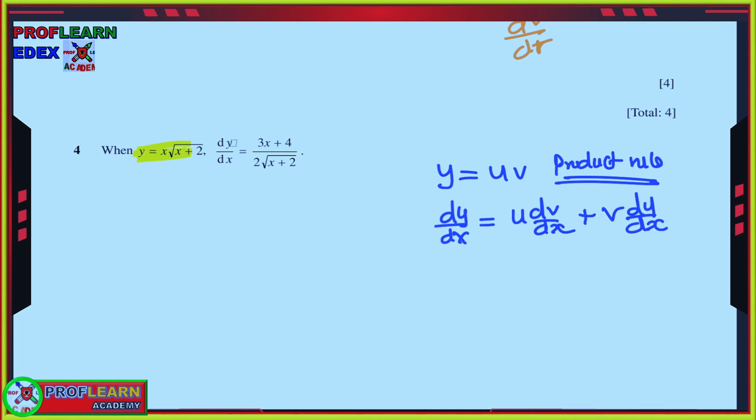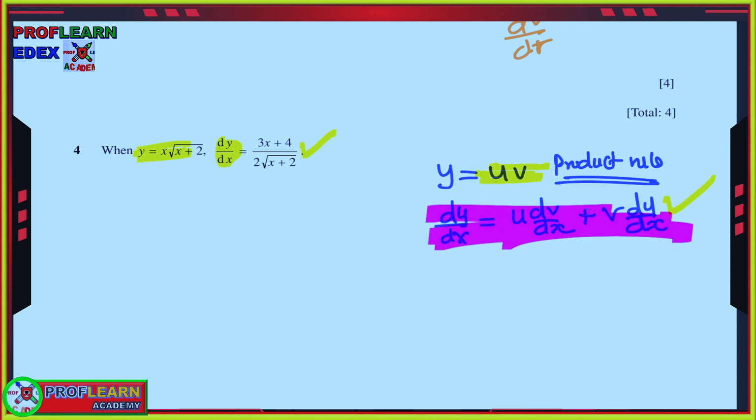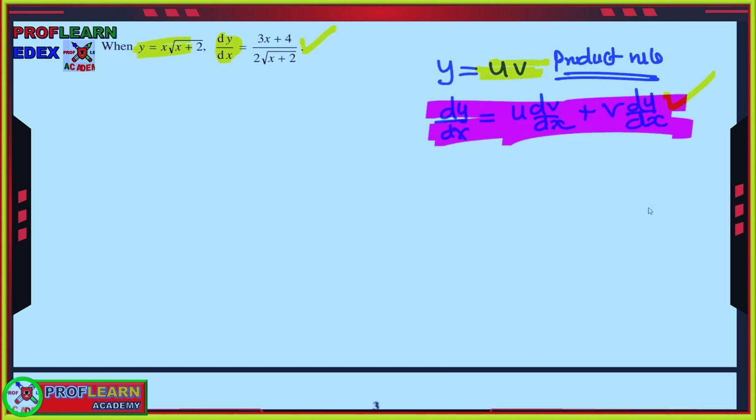But remember, for you to get dy/dx, you can use the product rule in this case, and the product rule is u dv/dx plus v du/dx. You can apply that formula. So before you sit for your exam, make sure you know how to apply that formula in that case.